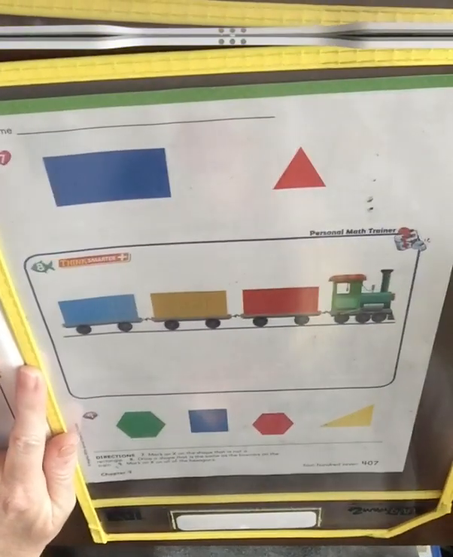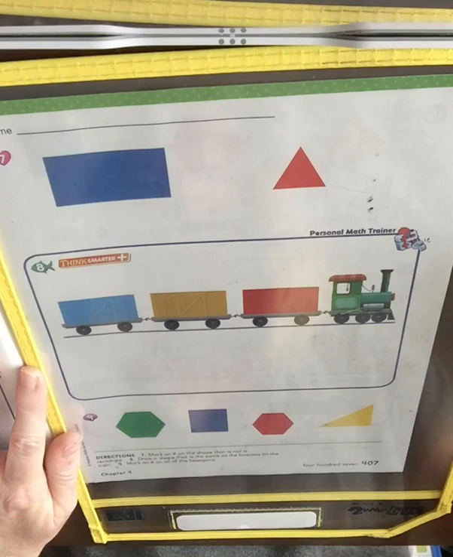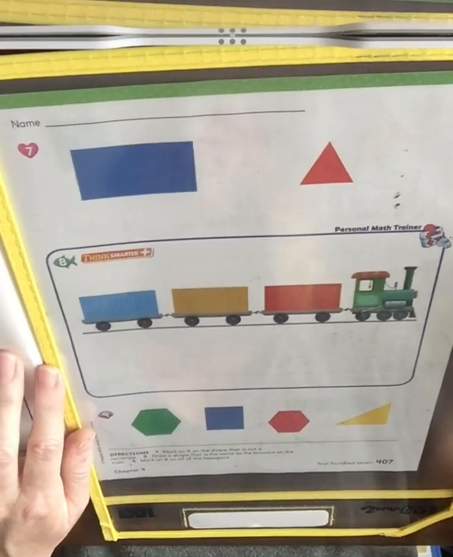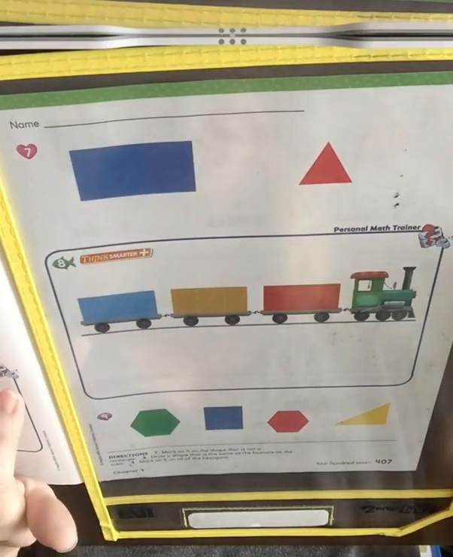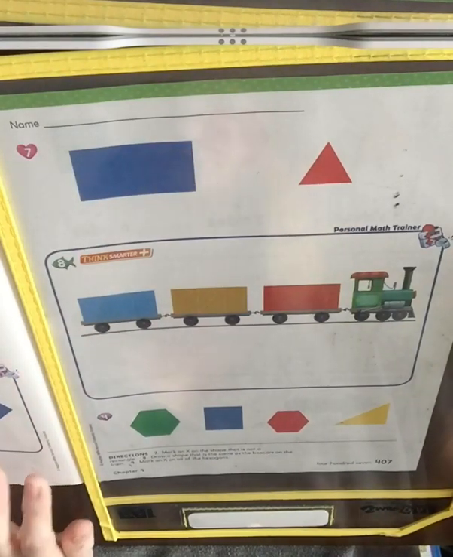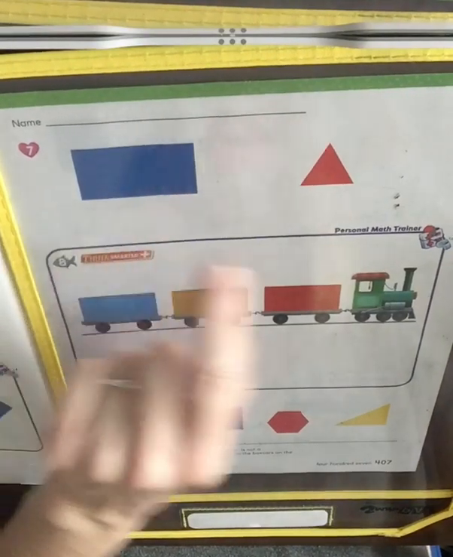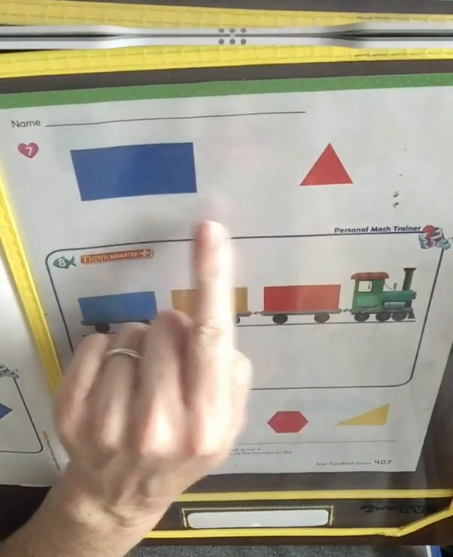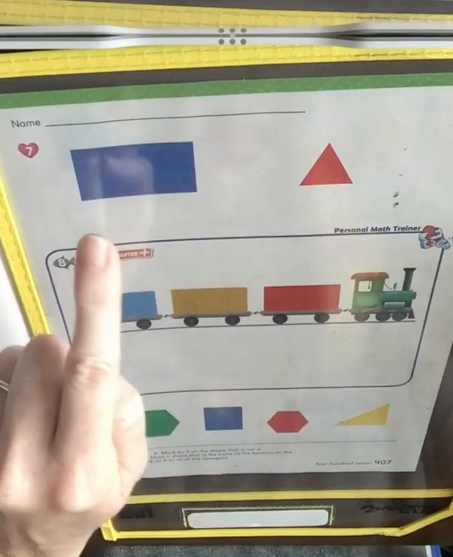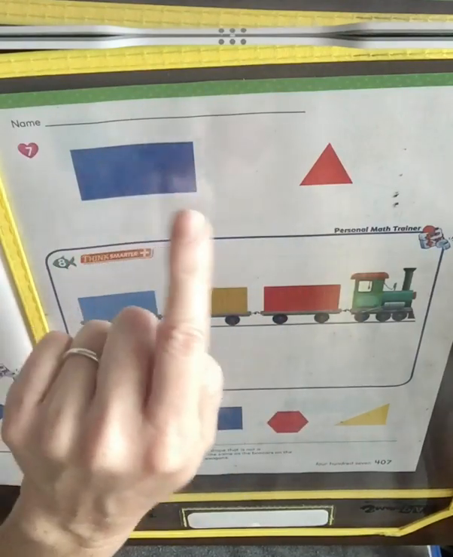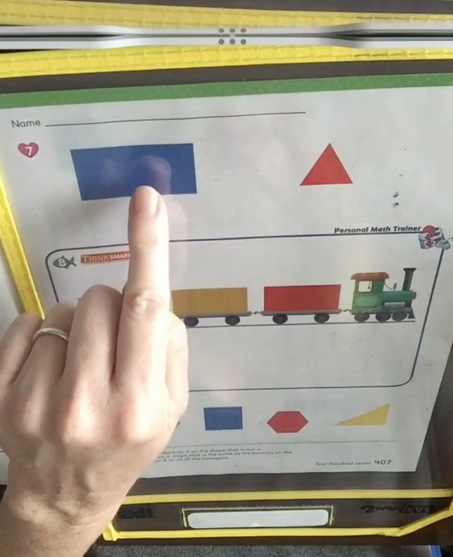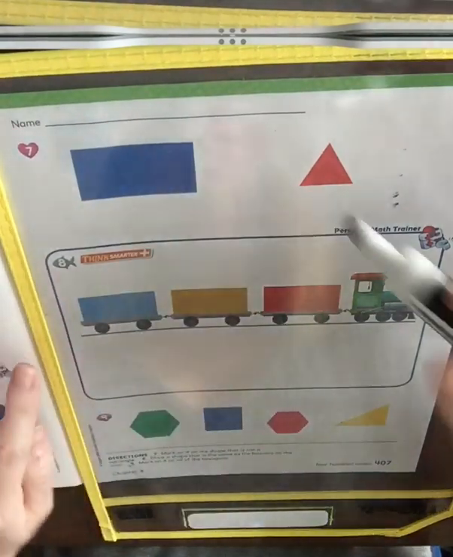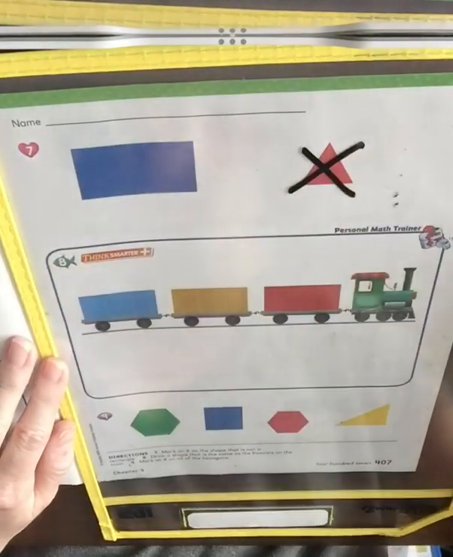All right. Question number 7 says, mark an X on the shape that is not a rectangle. So they kind of changed it on us. Usually we're putting an X on the shape that would be what they want. This time, which one is not? Which one of these is not a rectangle? Well, that one is a rectangle. That one is not. So that's the one we're going to mark off.